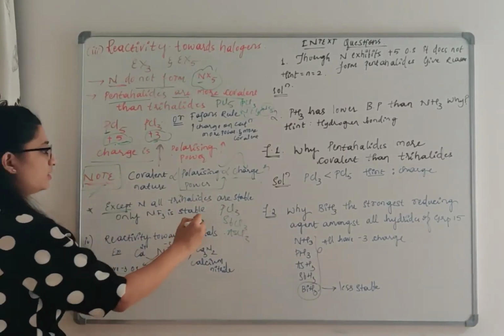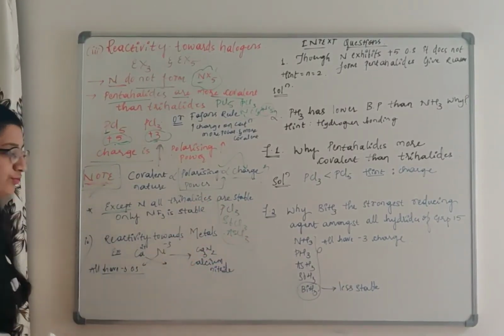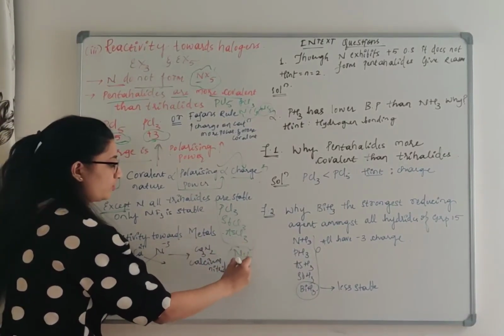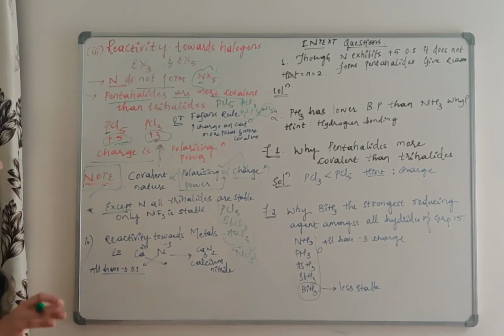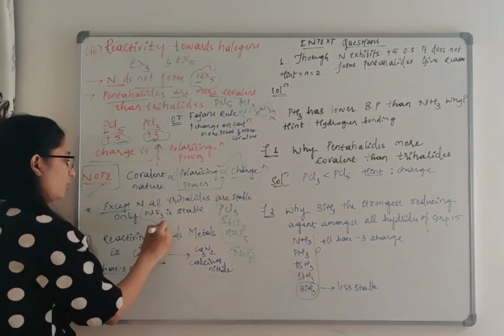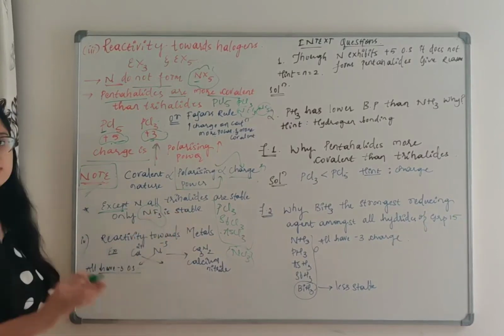So when we consider all these nitrogen trihalides, that is NCl3, they are not at all stable. So what is the main reason? We'll see that. But the exception is that out of all of them, only NF3 is most stable.